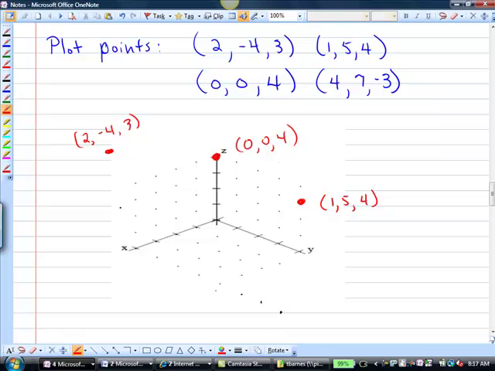So if we are looking at this point here, let's do 1, 5, 4. Okay, so it's 1 on the x, so you're going to go here, that's 1 on the x, and then 5 on the y. So 1, 2, 3, 4, 5. There's not a dot there, but that's where we end up. And then 4 up on the z. 1, 2, 3, 4.